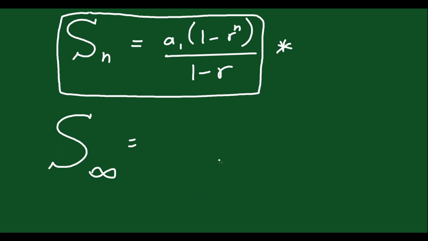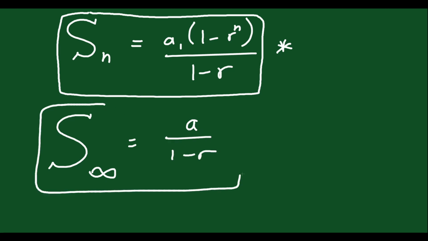But you will be able to add them together if that r value that you're multiplying isn't a number like 2 or 3 or anything like that, but if it's less than 1. Okay, let me show you what I mean. So for this equation, it's going to equal a divided by 1 minus r. Okay, r being that number you multiply by each time.